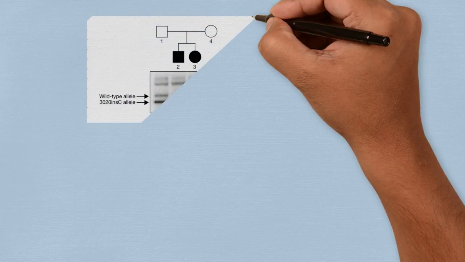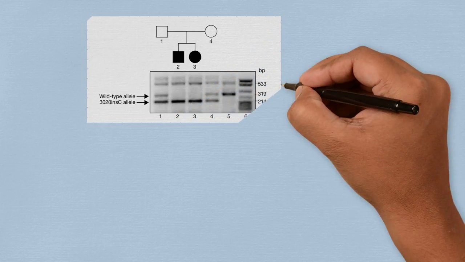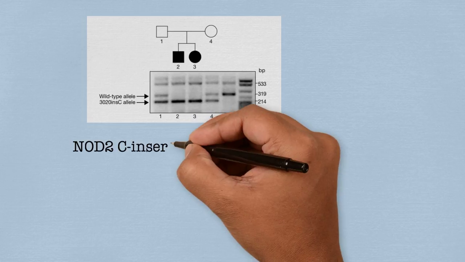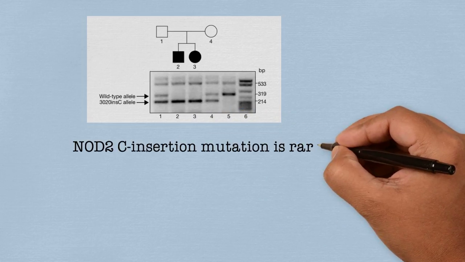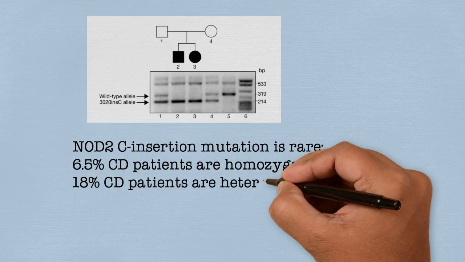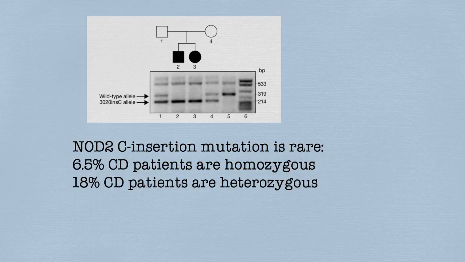While being homozygous does confer a high degree of risk, this mutation is also rare. According to a study by Hamp et al., they estimate about 18% of the genetic risk of acquiring Crohn's disease in the population can be attributed to this C insertion mutation in NOD2.